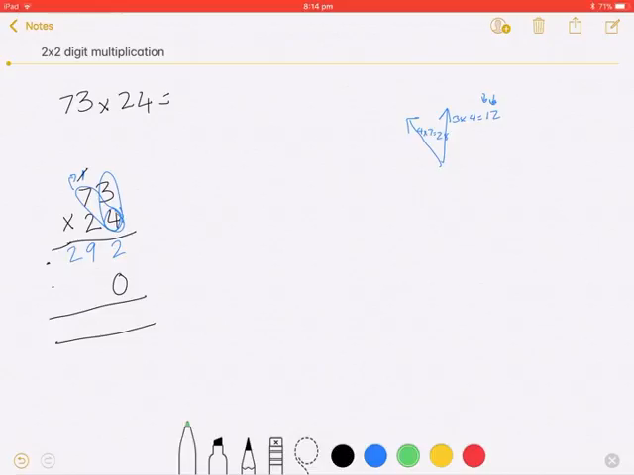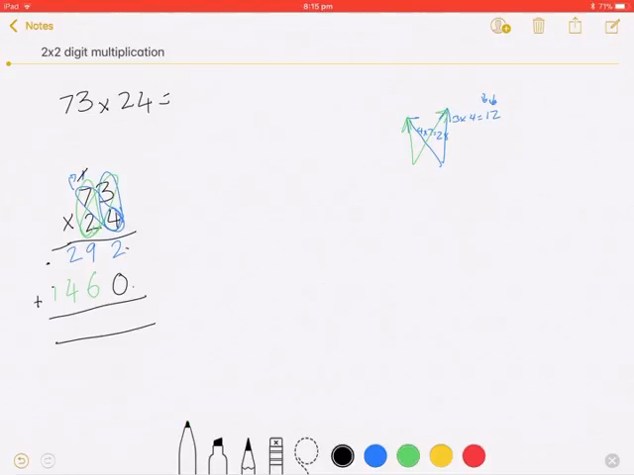So I've gone up, diagonal, now I'm going to go from the tens column and I'm going to go diagonal, which is 2 multiplied by 3, and that's 6, nice easy one, and up. 2 times 7 is 14. And then I add those numbers.